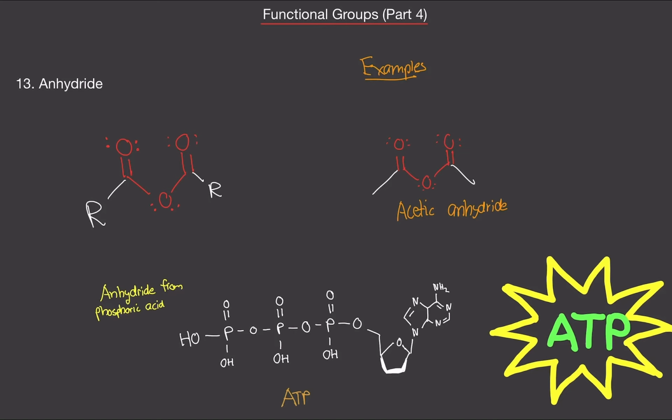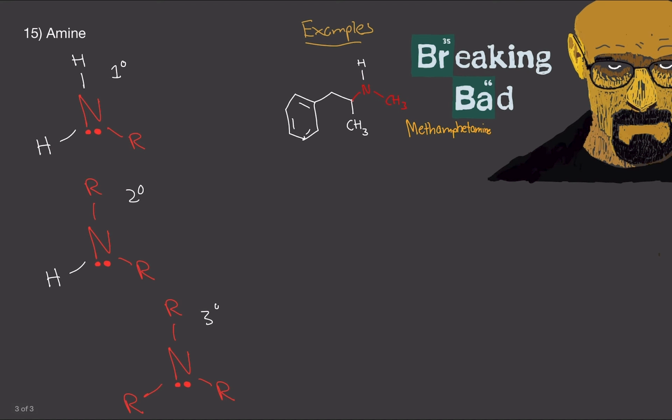Alright, welcome back. In this video, we're going to go over the last three functional groups. The functional groups we're going to go over are the anhydride, the amide, and the amine.